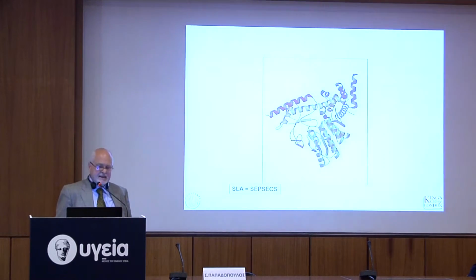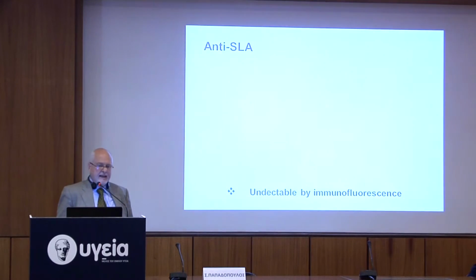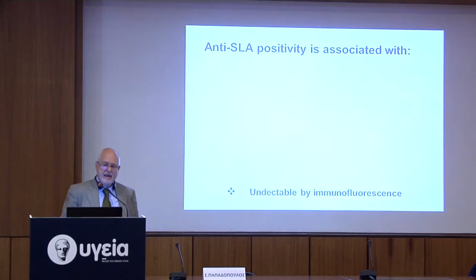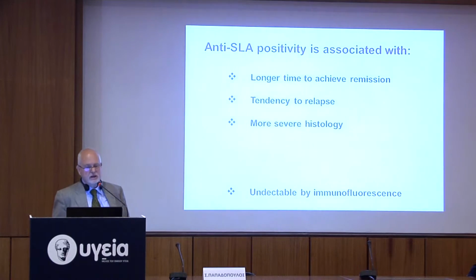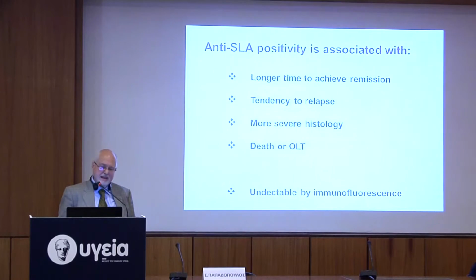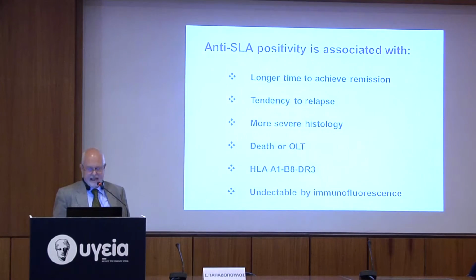Who is this guy? This guy is SLA, soluble liver antigen, these days called SEPSECS. This is an important target, and SLA is not detectable by immunofluorescence. This is why I've not shown a picture of immunofluorescence. Anti-SLA positivity is associated with a longer time to achieve remission, tendency to relapse, more severe histology, more frequent death or transplantation, and association with HLA-DR3.